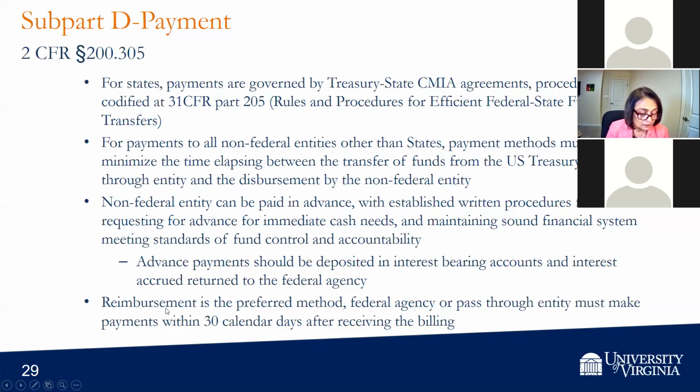additional administrative burden. The government actually says that government agencies should pay us within 30 calendar days. And if we are passing through government money, then we should also use the 30 calendar day turnaround time for paying our sub-awardees.